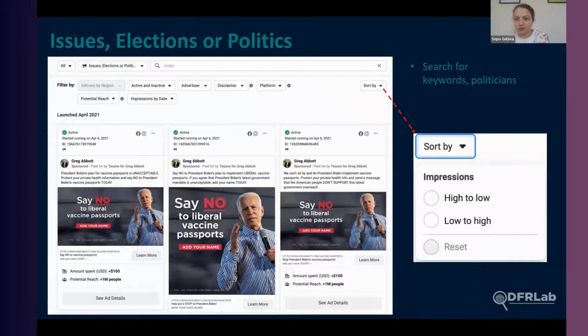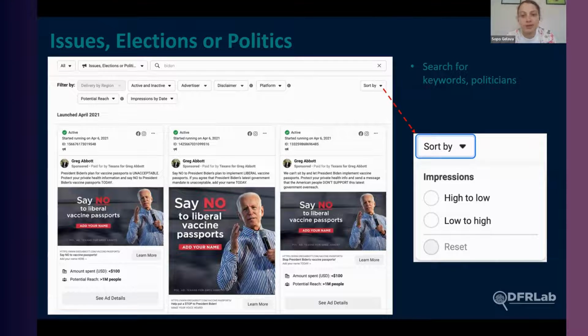So one thing is that there are some posts on Facebook and we're investigating the network and posting behavior, but advertisements are a totally different thing, and it's very interesting to investigate. We can also sort this data from high to low impressions or low to high impressions.